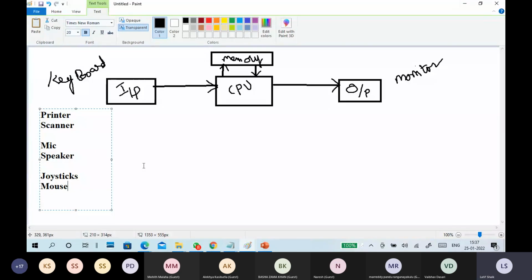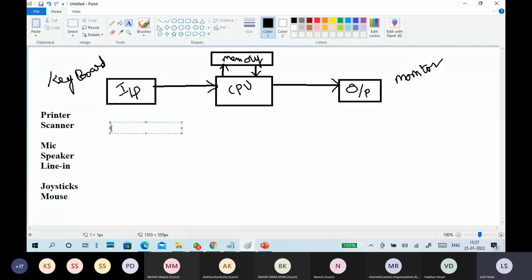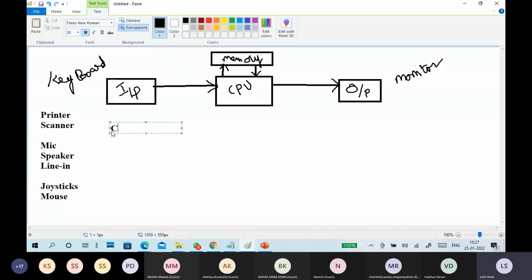That's it. There are a lot of input devices. Line in, line out. So mic, line in, line out. This is another connection. So line in, line out, joystick, mouse, printer, scanner. Nowadays, we are getting a few more things, right? That is called cams, like a webcam. Different types of cams we are getting. Webcam is one of the things.